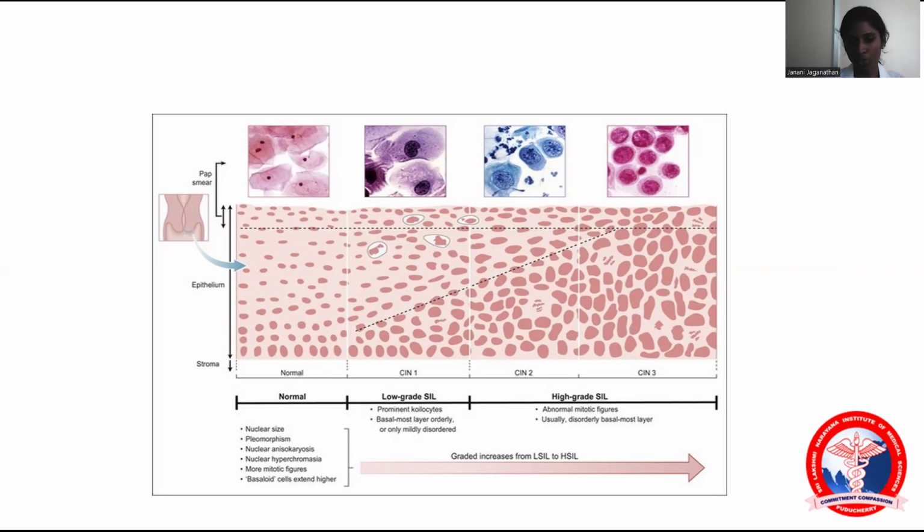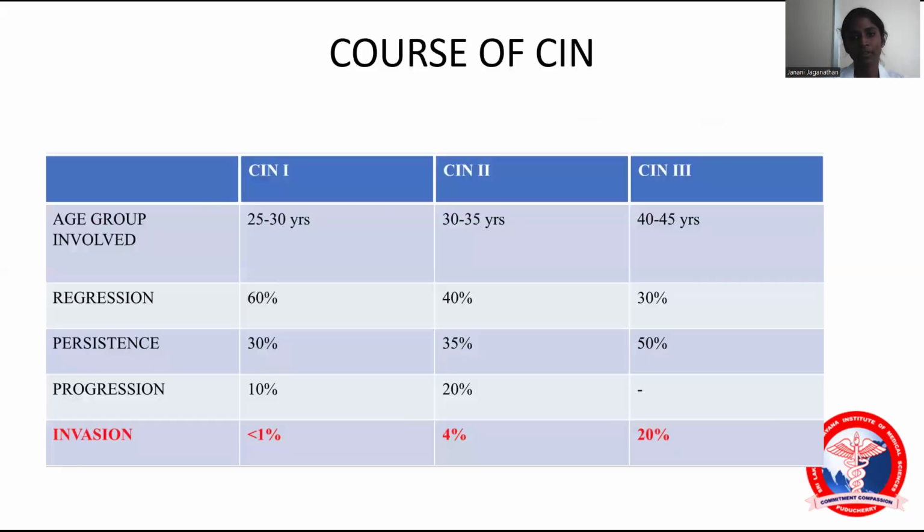Normal cells will have normal nuclear size, normal pleomorphism, normal nuclear anisokaryosis, normal nuclear hyperchromasia, and fewer mitotic figures. Basal cells will be fewer in a normal pap smear, in normal cervical cytology. And this grade increases from low-grade to high-grade intraepithelial neoplasia. As the grade of CIN increases, the nuclear size, pleomorphism, anisopoikilocytosis, hyperchromasia, and number of mitotic figures increase, and more basal cells, disorderly arranged, will be commonly seen.